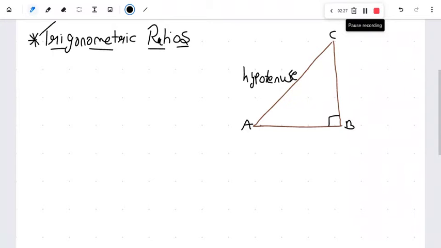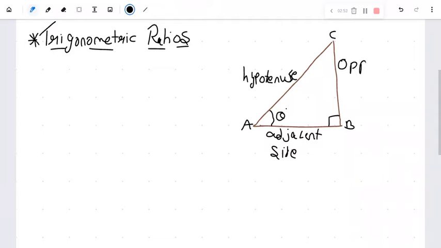Next, I'm going to name this angle A, an acute angle, as theta degree. Now, with respect to A, what is the side which is adjacent? AB is the adjacent side. Similarly, CB is opposite to A, that is, opposite to theta, the opposite side. So these are my three sides.